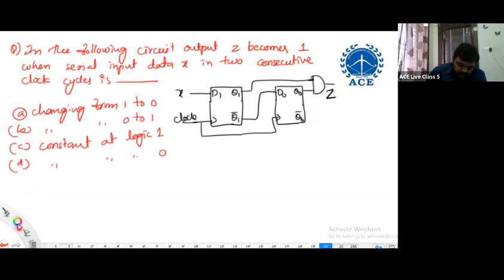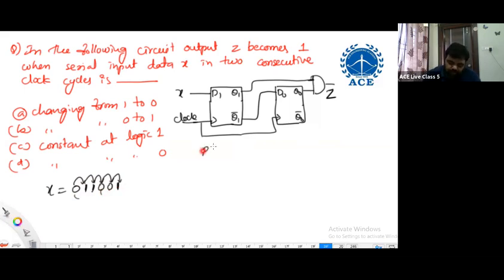So let me consider X is like this. From the given options I am considering X equal to 0 1 1 0 0 1. If I consider X like this, is it covering all? Yes: changing from 0 to 1, constant at logic 1, changing from 1 to 0, constant at 0, changing from 0 to 1. It is covering all. Let us see what this is.